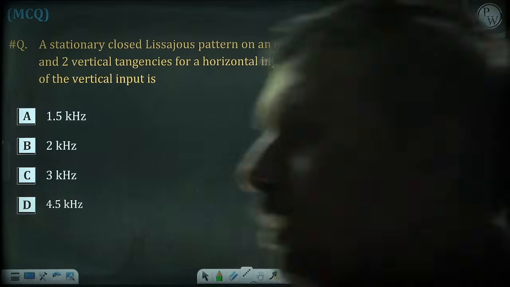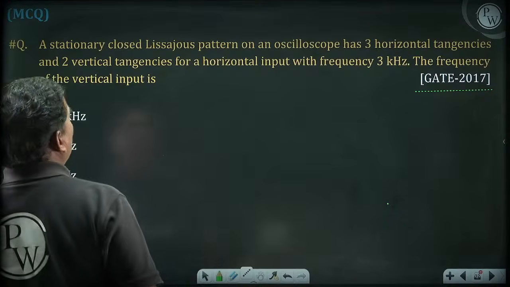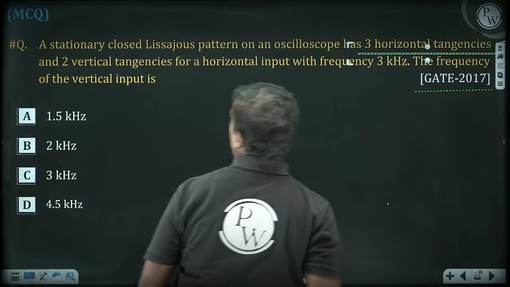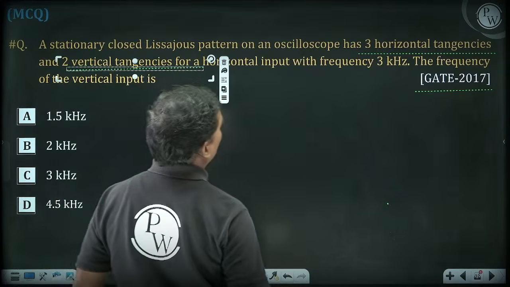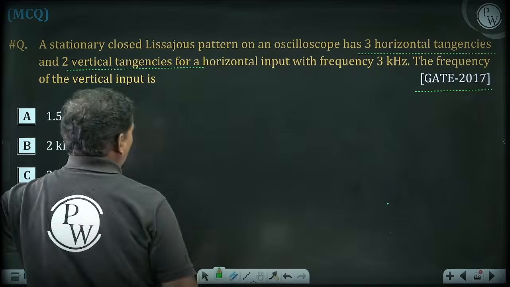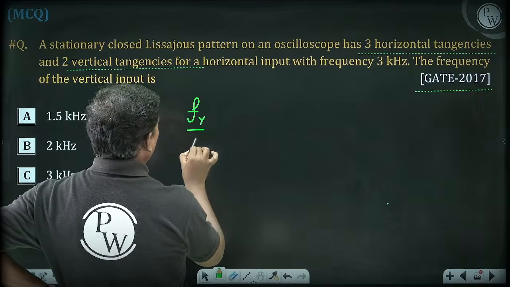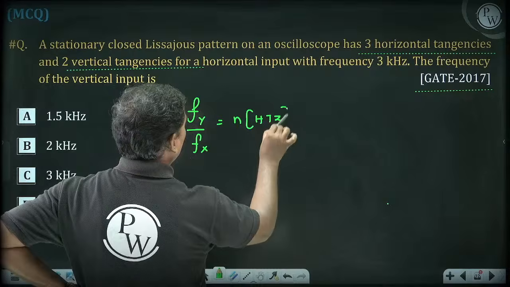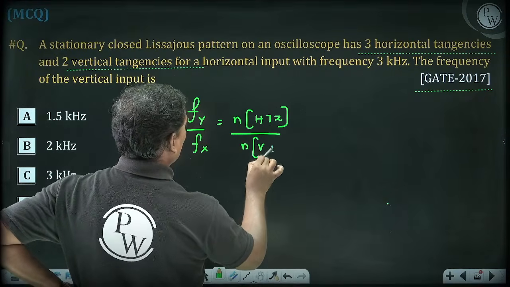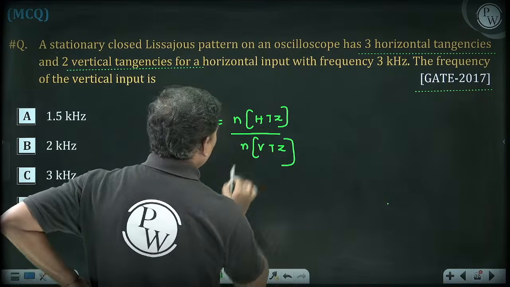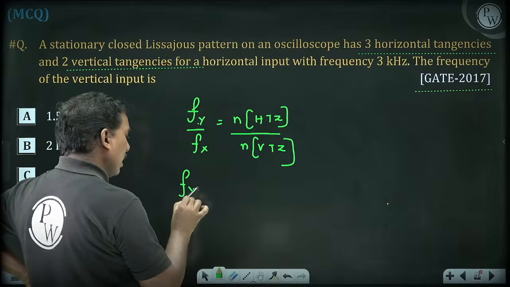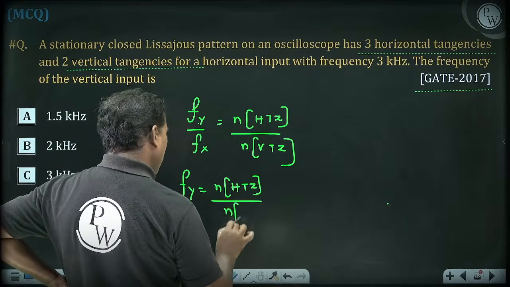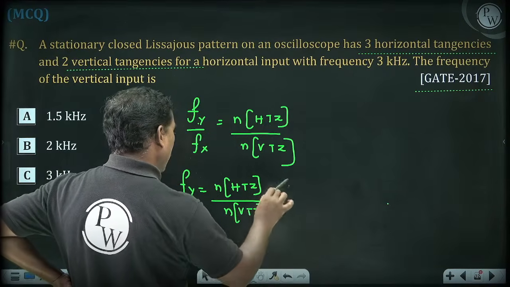Yeah, what is mentioned here? A stationary closed Lissajous pattern on an oscilloscope has 3 horizontal tangencies and 2 vertical tangencies for a horizontal input with a frequency of 3 kHz. There is a formula: Fy by Fx is equal to number of horizontal tangencies divided by number of vertical tangencies. Then he is asking the frequency of the vertical input, so Fy is equal to number of horizontal tangencies divided by number of vertical tangencies into Fx.